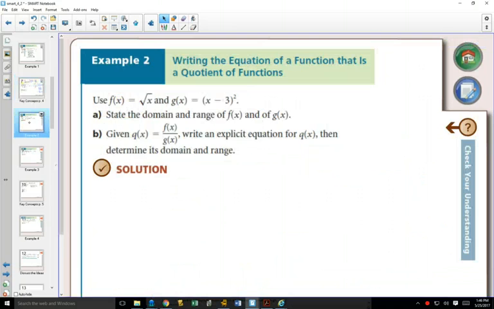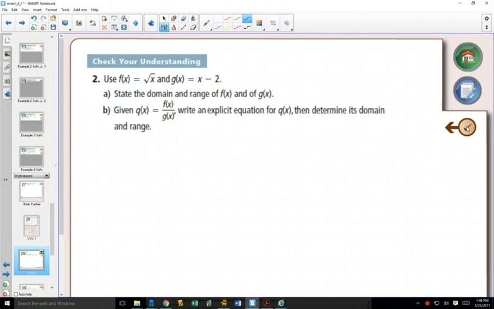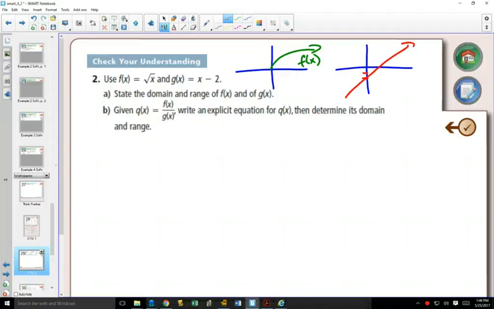So let's do example 2. F of x is the square root of x, and g of x is x minus 2. So again, I'm going to quickly draw graphs of these. F of x, the square root of x, that's in green. And I'll label that f of x. And g of x I'll do in red. Y-intercept of -2, slope of 1. There's our graph of g of x.